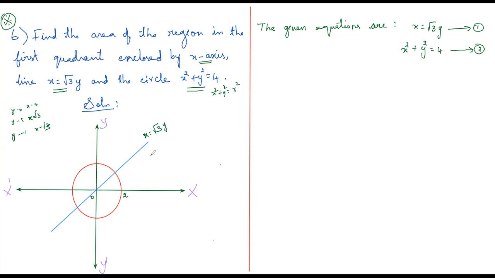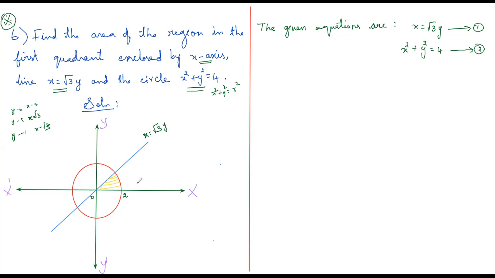And now you just read the question. It is the region in the first quadrant enclosed by the x-axis, this line, and the circle. So the x-axis, the line, and the circle in the first quadrant alone. So which is the required area region here? It is this region.